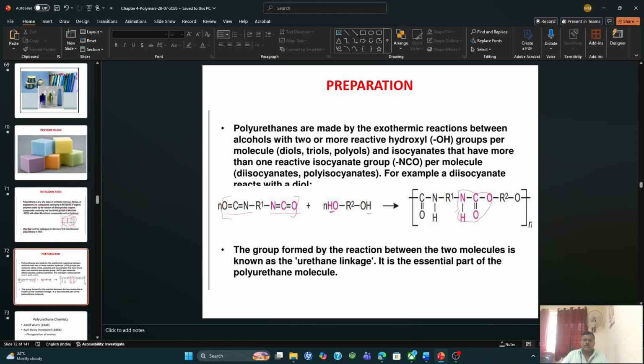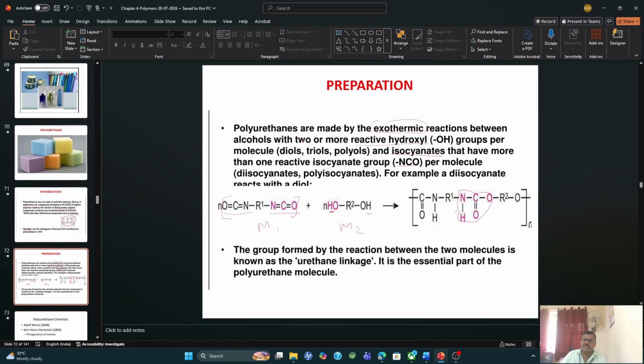Okay, so now I'll read the theory. The polyurethanes are made by exothermic reactions. That means you need to have two monomers and you have to heat the reaction, between alcohols with two or more reactive hydroxy groups and also isocyanates. There are two isocyanates present in another monomer. This is monomer 1, this is monomer 2.